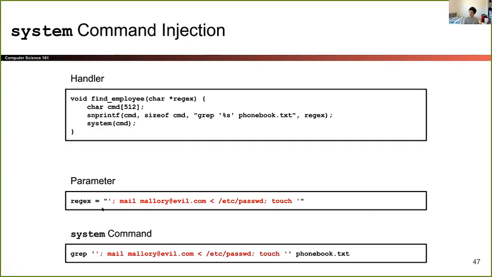So this will actually error out because it doesn't have enough parameters. Then we're going to mail to Mallory the contents of that C password. And this is an entire command. And this one is well-formed. And then we see we just have a touch command that touches the empty string and the phonebook.txt. Touch will really just not do anything with this, so it doesn't really matter.